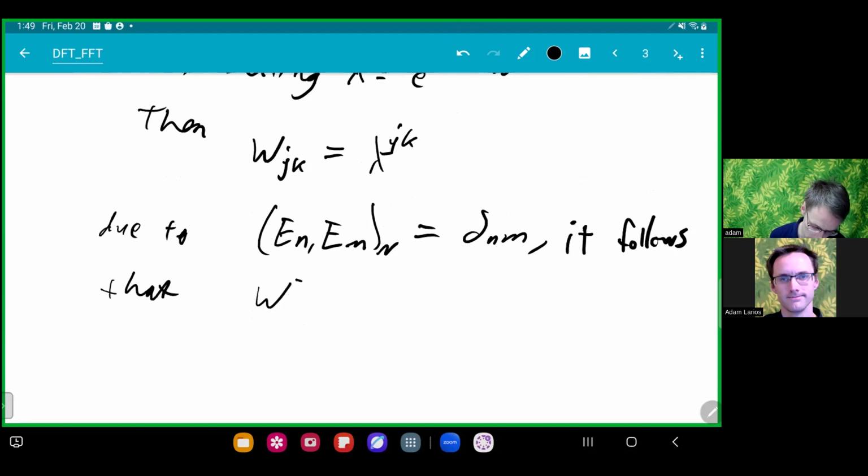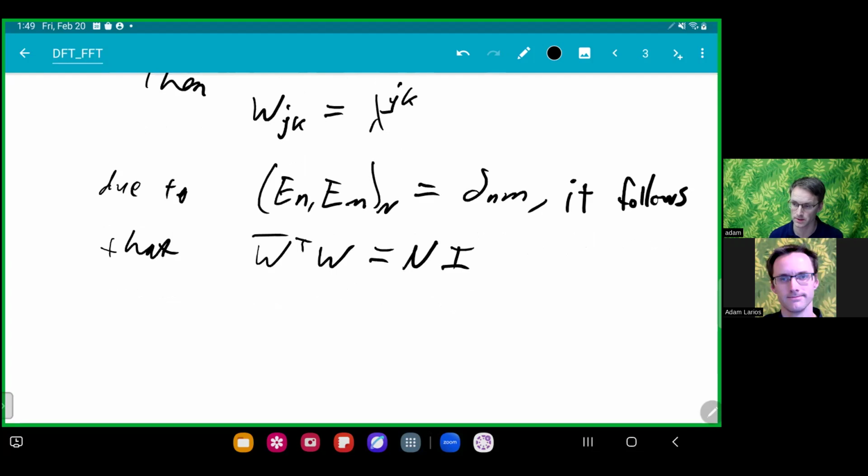W conjugate transpose, you can write W star if you wish, times W. If you think about what this is doing, this is taking all possible inner products between the e_n and e_m terms evaluated at these various points. So what you'll get is exactly n times the identity matrix, so that this gives us a quick way to solve.